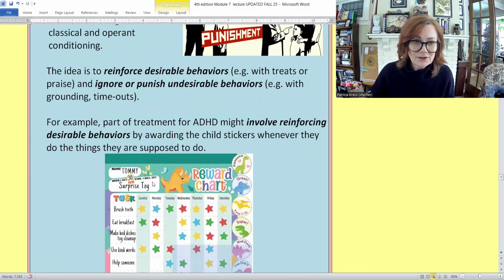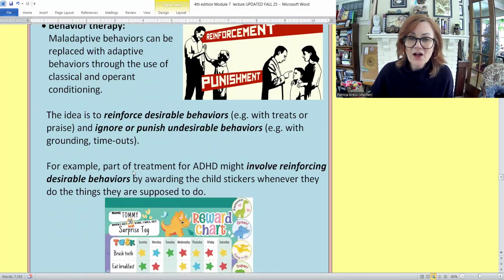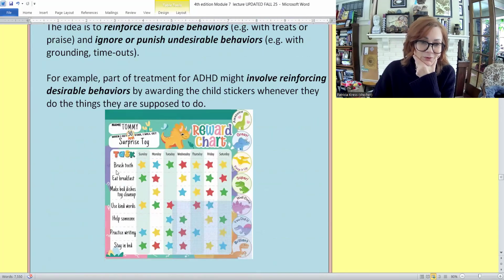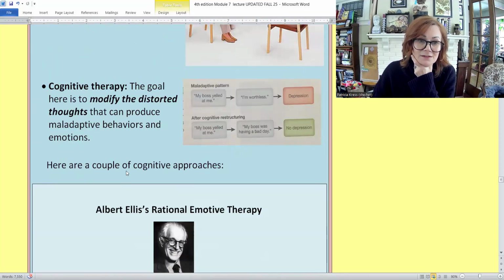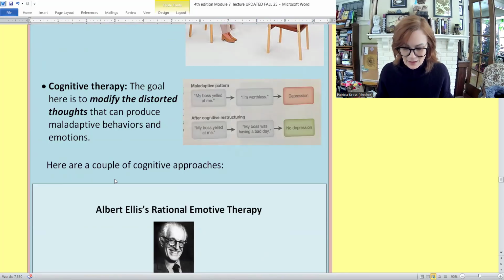Notice that what's absent here is any effort to figure out how they got this way, right? It's just like, we're going to fix the problem and not worry about why you have the problem in the first place. Cognitive therapy, the goal here is to modify the distorted thoughts that are producing the maladaptive behaviors and emotions, right? So again, it's about, let's just fix the problem, right? Like the problem here is that you're thinking about yourself and the world incorrectly. So let's set up new habits of thinking, right?